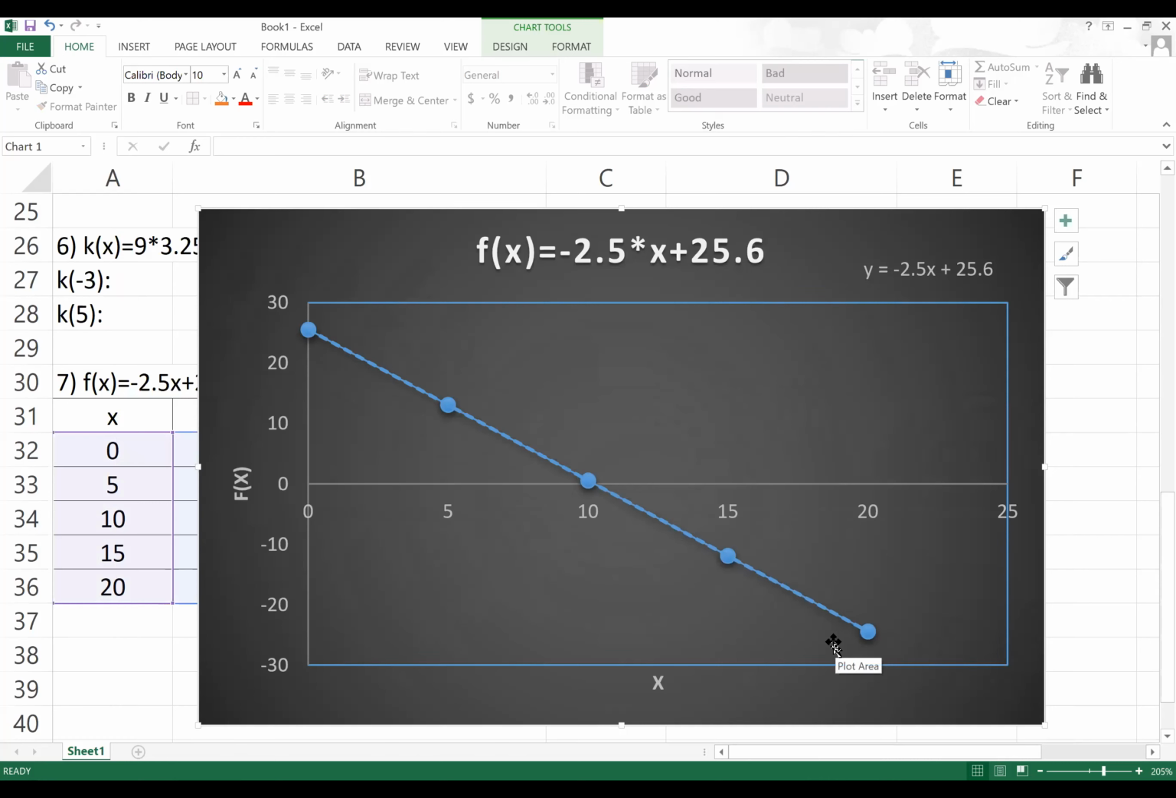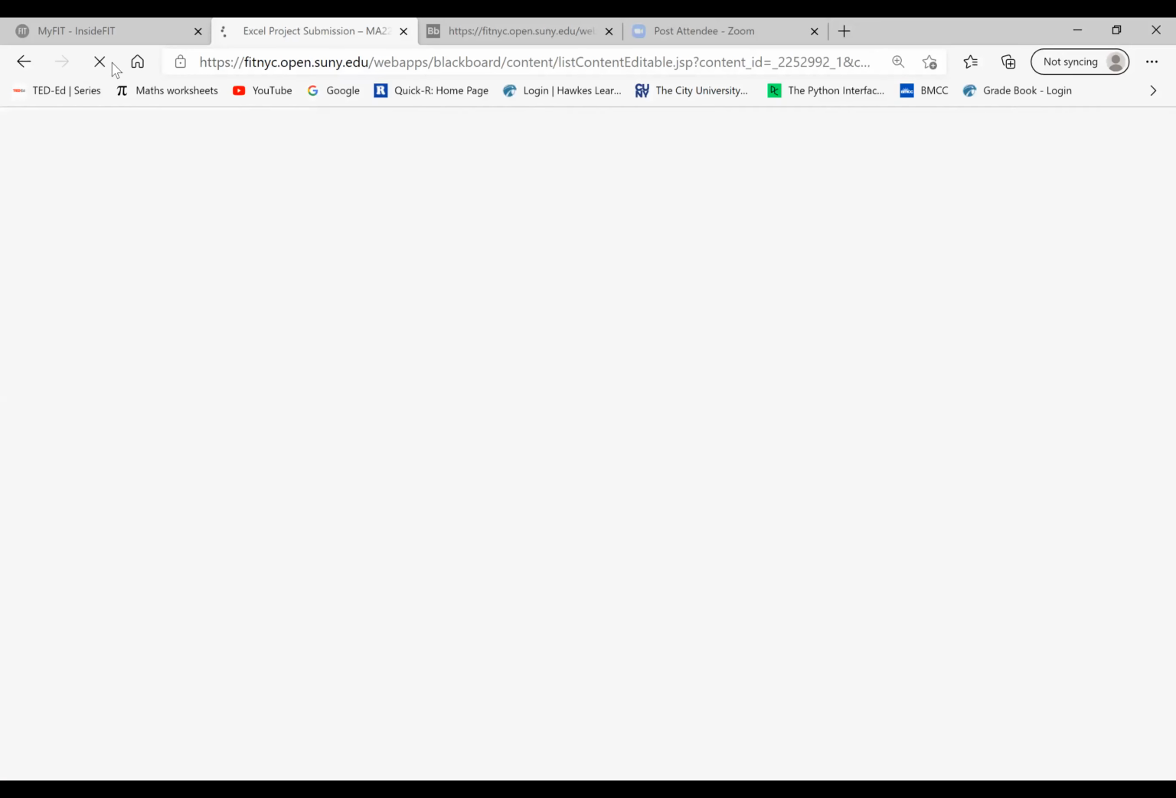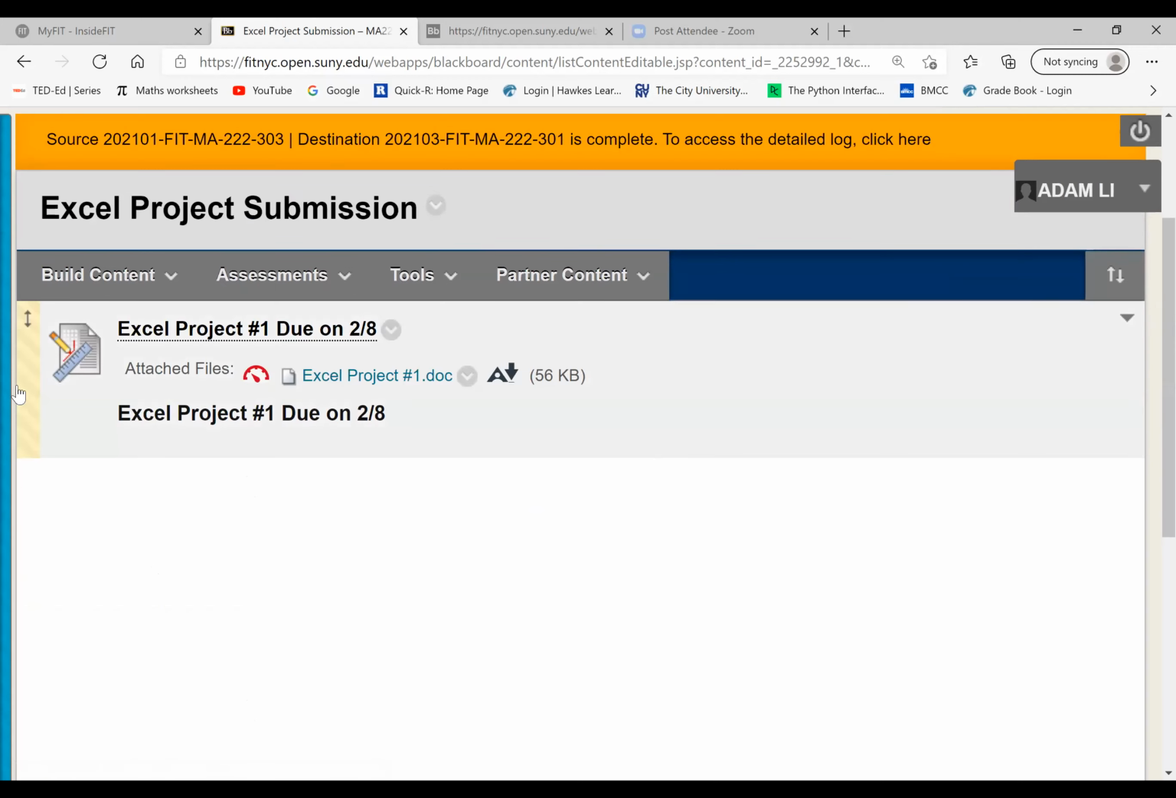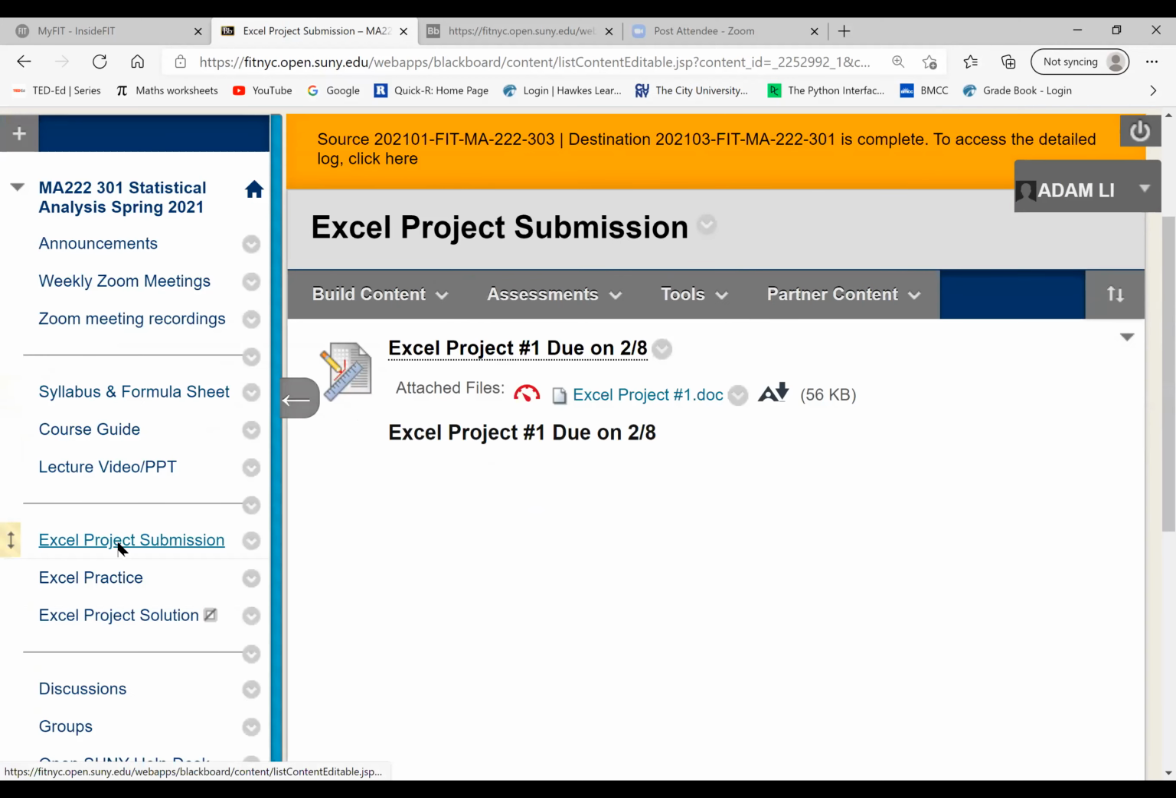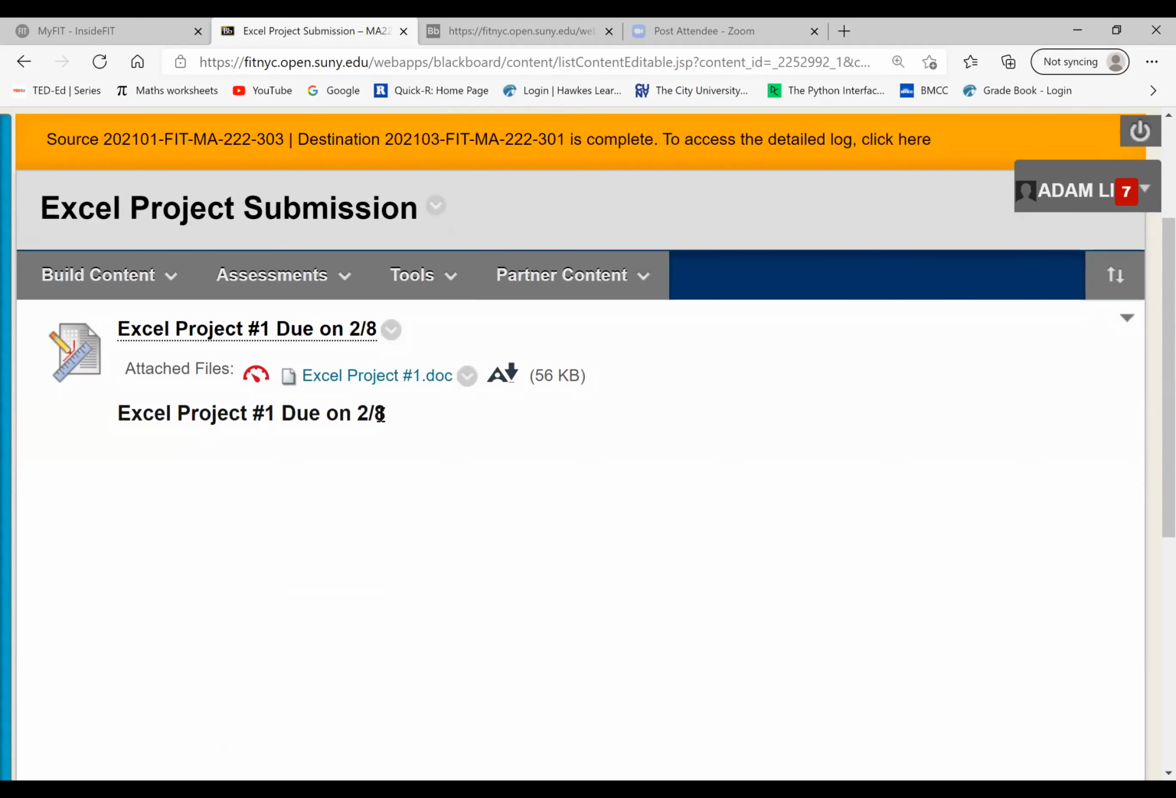Okay, so I guess that's pretty much everything for you to be able to complete your project number one. So again, your actual project is this. You will find it under the Excel project submission. Go to Excel project submission in the Blackboard course and open this file, Excel project number one.